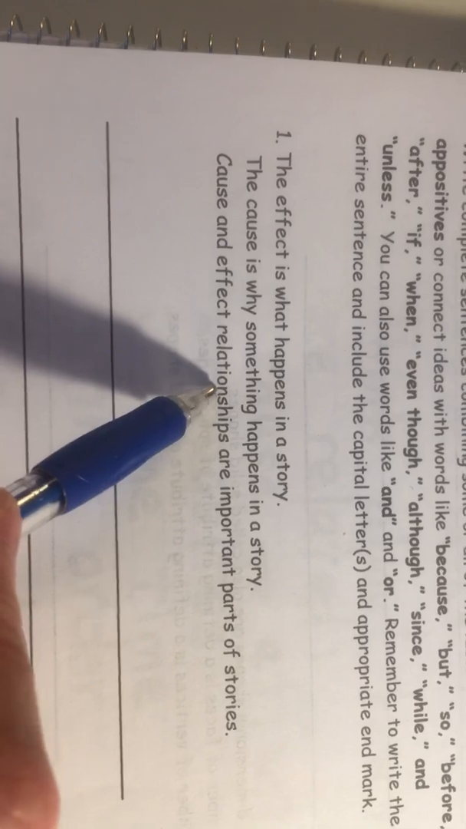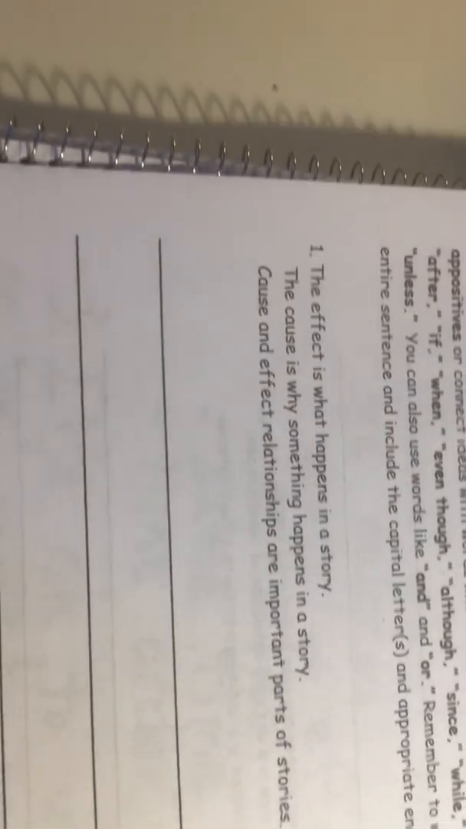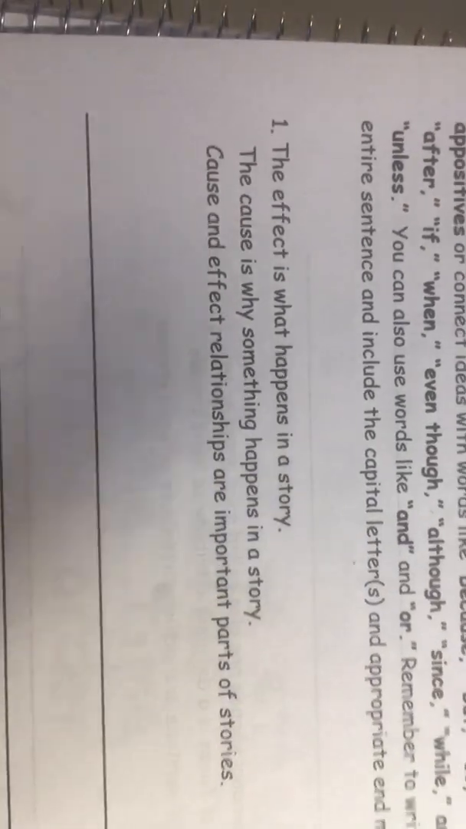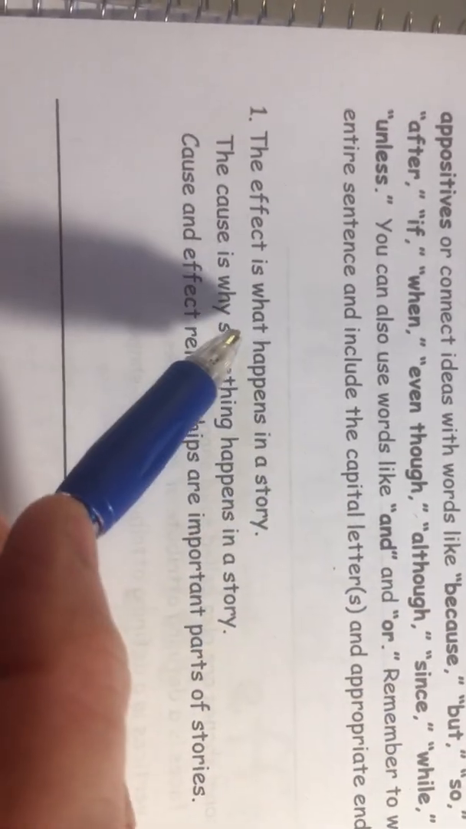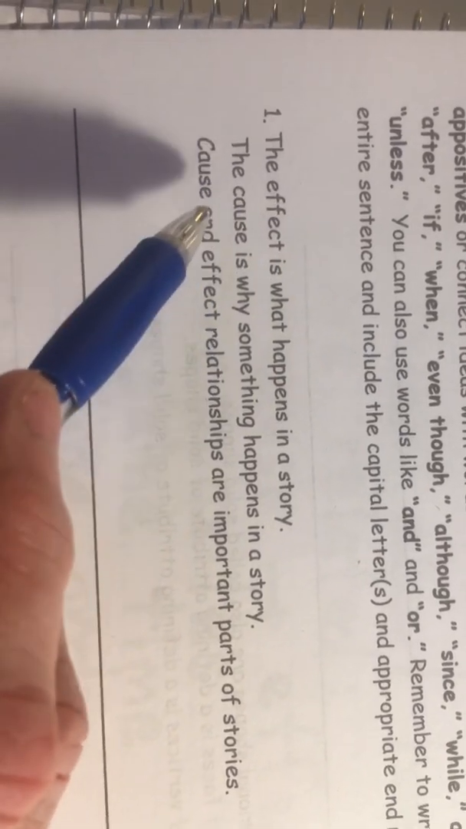Cause and effect relationships are important parts of stories. So we've been talking a lot about cause and effect relationships, and all three of these sentences are about cause and effect relationships. So how are these related?